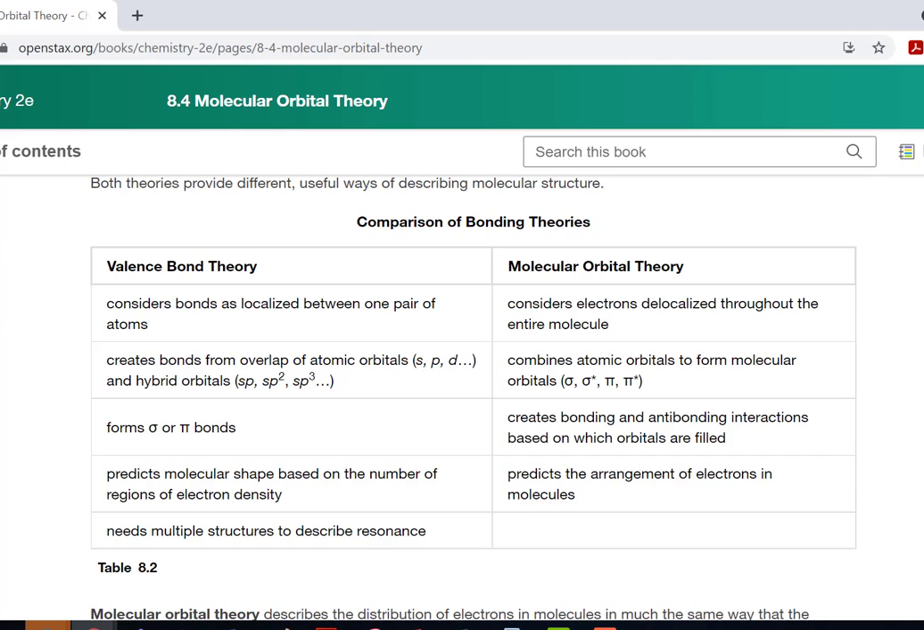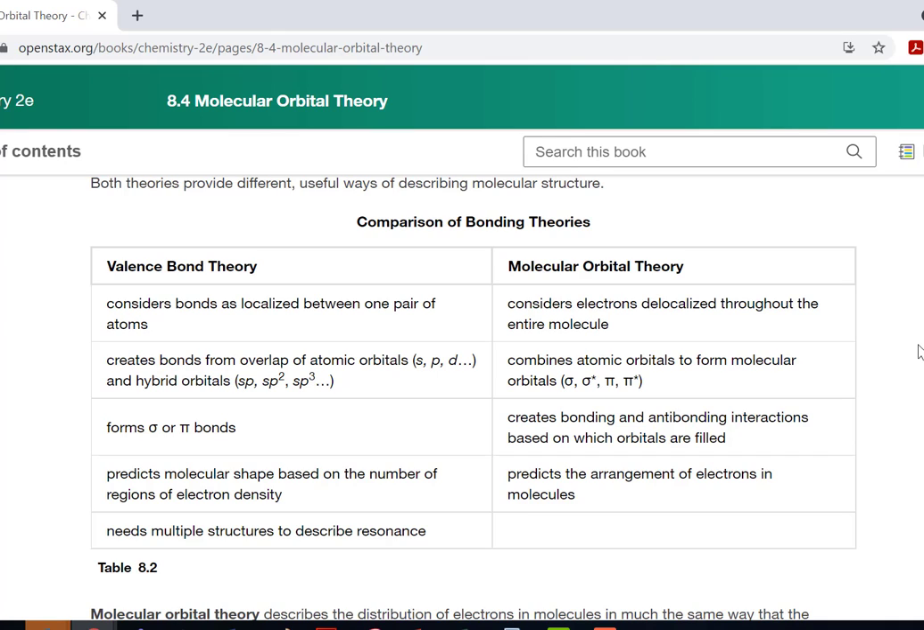Here's a good comparison of some differences between valence bond theory and molecular orbital theory. The biggest difference is this one. When we think about molecular orbital theory, the word molecular is emphasizing the fact that we're not just treating this as two or more atoms that happen to come together and form a bond. We're treating it as a molecule. The molecule as a whole is going to have orbitals, not individual atoms within the molecule. So that's the big difference here.